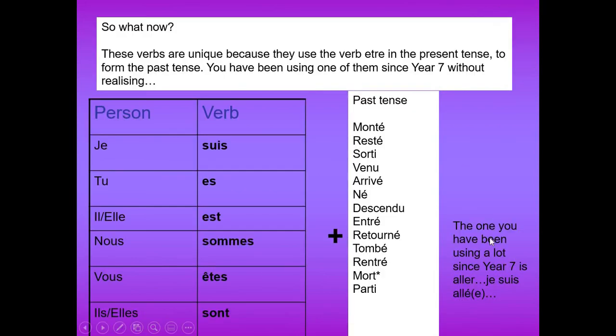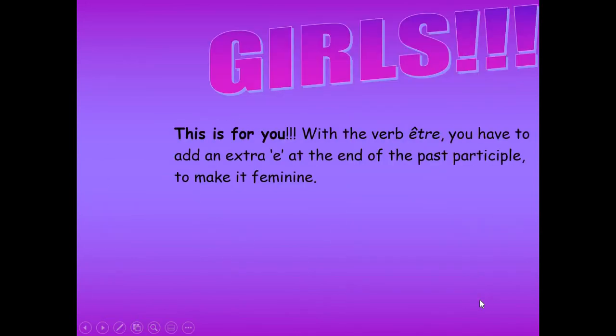Right, you might have noticed there's an E in brackets. So, ladies, this is for you. With the verb être, you have to add an extra E at the end of the past tense to make it feminine. So, je suis arrivé. I arrived. If I'm a girl, and I'm writing about that, I arrived in town, I have to put an E on the end. It's just one of those grammar rules, right, that French goes with.